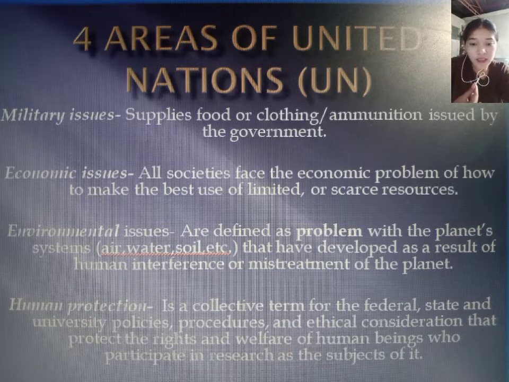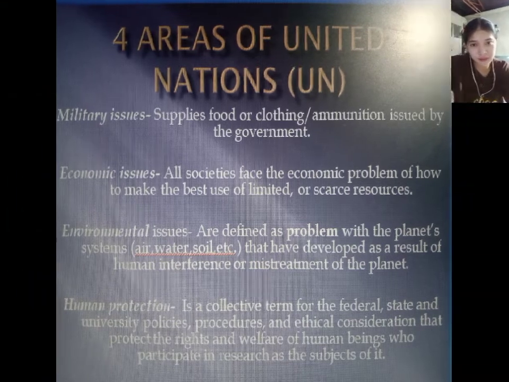And the last one is human protection. It's a collective term for the federal, state, and university policies, procedures, and ethical considerations that protect the rights and welfare of human beings who participate in research as the subject of it.